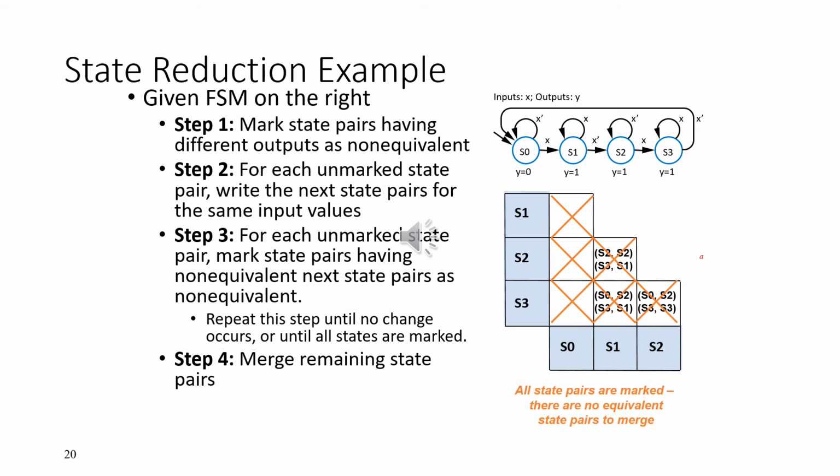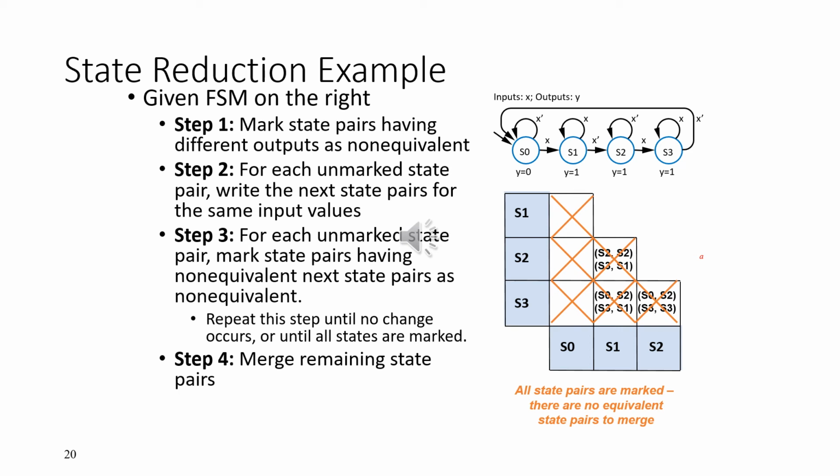Now we have done step 1, which is to mark all the state pairs having non-equal outputs. Then step 2 is, for each unmarked state pair, write the next state pairs for the same value of input. Now we are going to do step 3: for each unmarked state pair, mark the state pairs having non-equivalent next state pairs. We have to mark all the state pairs which were previously marked as non-equivalent.